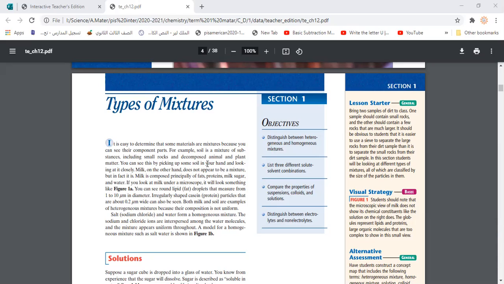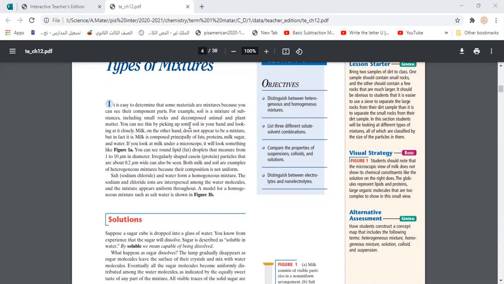For example, here in your textbook, when you pick an amount of soil, you could observe that it's a mixture because it's made of different sizes of sand, clay, gravels, and so on. All these are the components of the mixture, so you can distinguish its components easily with your naked eye.